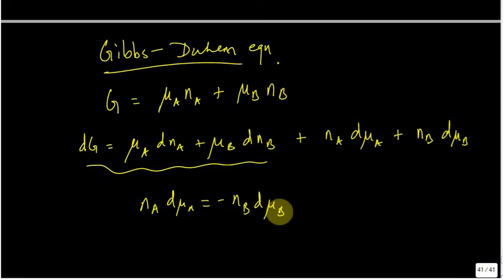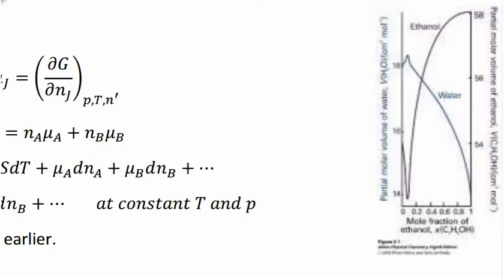Now, this is not just for the Gibbs free energy, it will be for any of these partial molar quantities. And if you wish to see that intuitively, all you have to do is go back to the graph that I have been showing you. If you realize in this graph, at any point of time, wherever the partial molar volume of water increases, the partial molar volume of ethanol decreases.